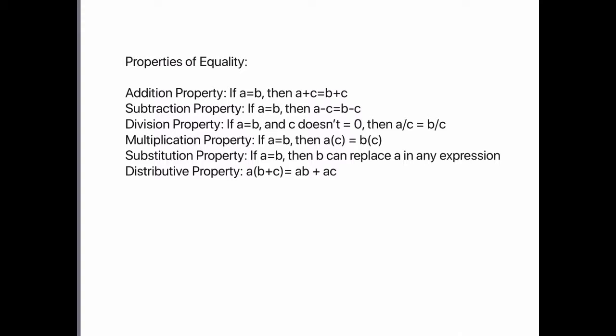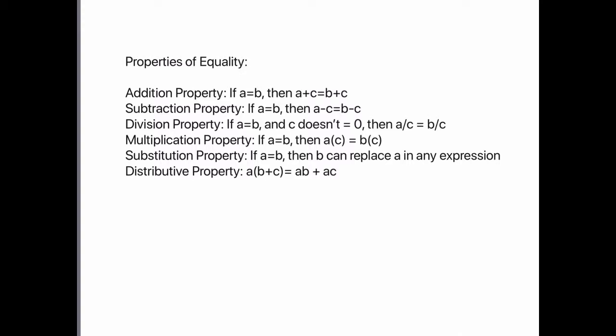Substitution property says that if A equals B, then B can replace A in any expression. And then the distributive property starts with A times the quantity B plus C, and you actually multiply A by everything inside the parentheses. So A times B plus A times C.